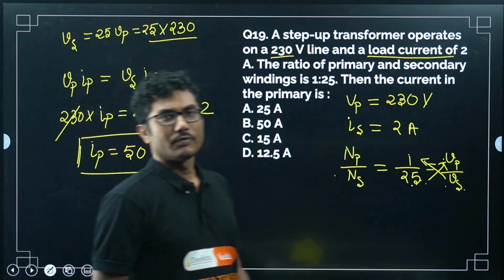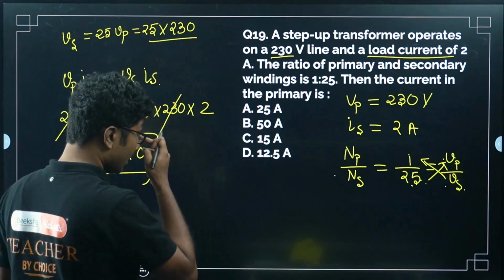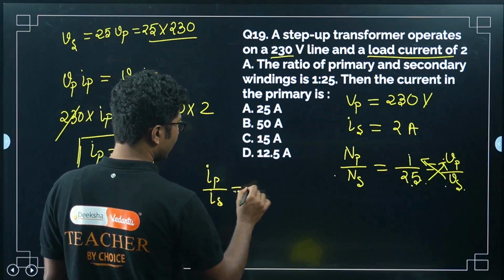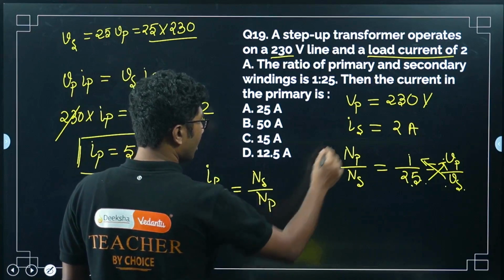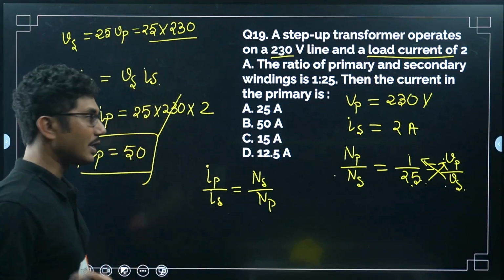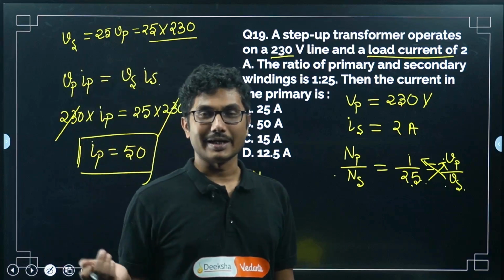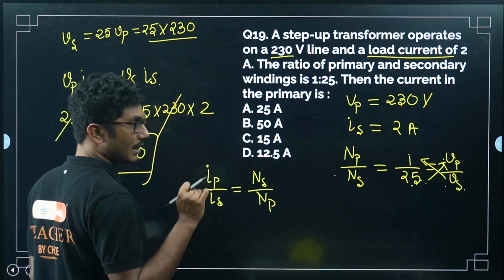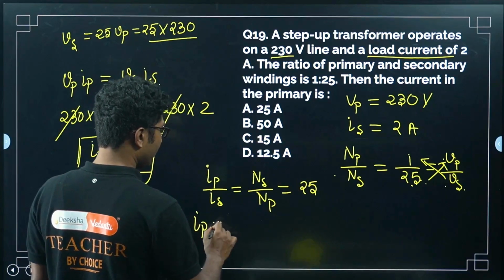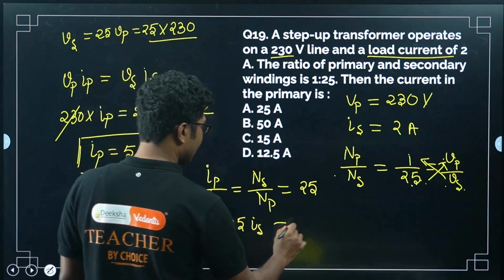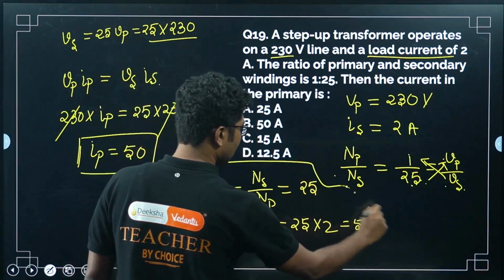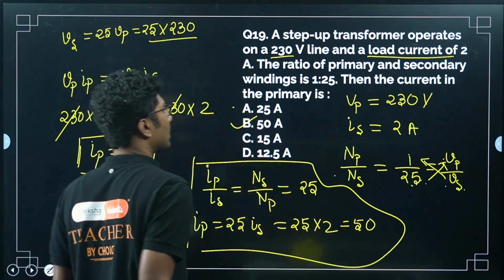Now there is a shortcut method for this problem. The shortcut method is IP by IS equals NS by NP, the opposite of that for voltage. You can directly use this method and calculate the current, but at least one current has to be provided so that you can solve this problem. If they only provide voltage and directly ask for the current, you cannot solve this. You can find the ratio, but you cannot get the exact value. So NS by NP is 25, and IP should be equal to 25 IS. IS is 2, so 25 times 2 is 50. This is the shortcut method to solve this problem. So the correct answer is option B.